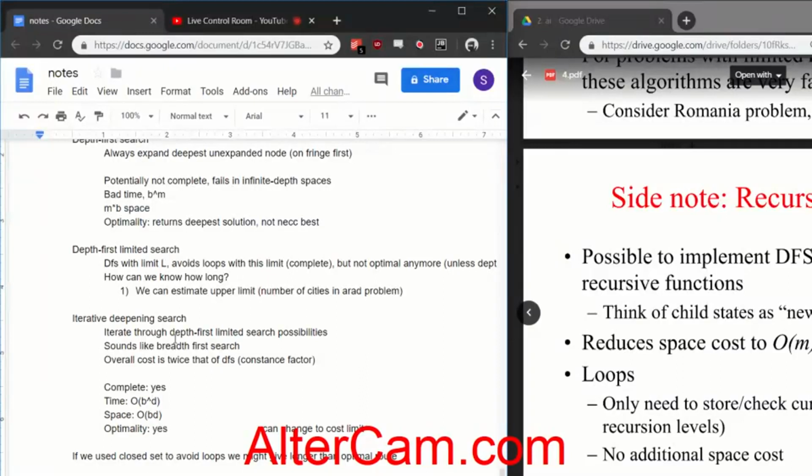Any questions before we at least start a little bit? Not much time left. Start a little bit on informed search. Any questions about uninformed search?